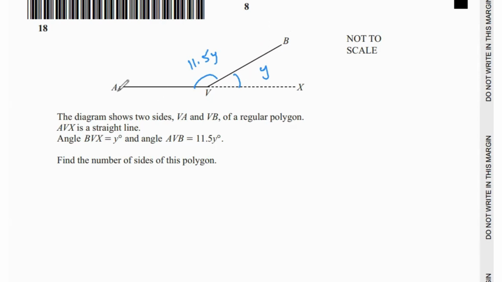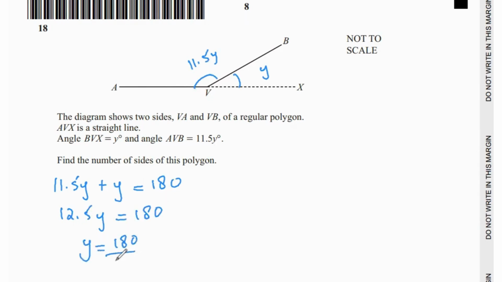So since AX is a straight line, we can add up 11.5 Y and Y, and put that equal to 180 to find the value of Y. So that's 12.5 Y equals 180. Let's divide 180 by 12.5, and that is going to give us the value of 14.4.